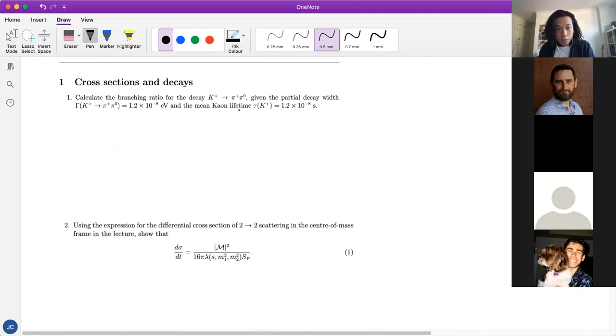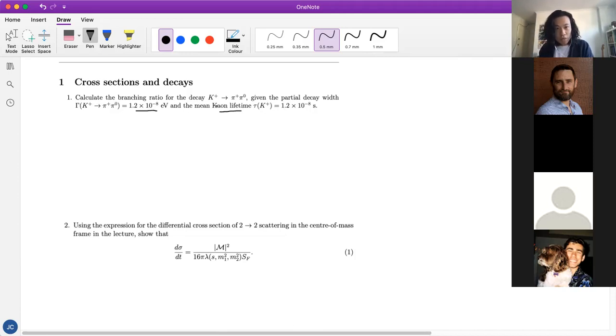Given the partial decay width of this process, the decay width is equal to that, and the mean kaon lifetime. So this is the kaon decaying into anything. A kaon is highly unstable. It's got a lot of different things that it could decay into. So if you just have a kaon and wait to see, on average, how long it takes to decay, it's equal to this lifetime. But this includes the kaon to pion decay plus kaon to whatever else.